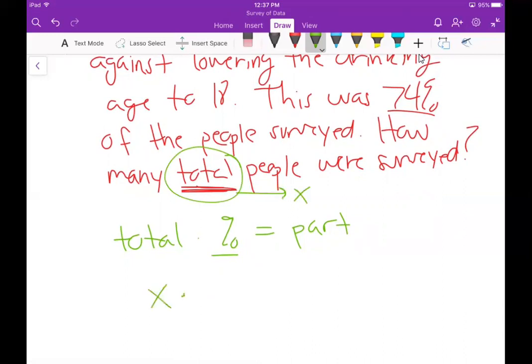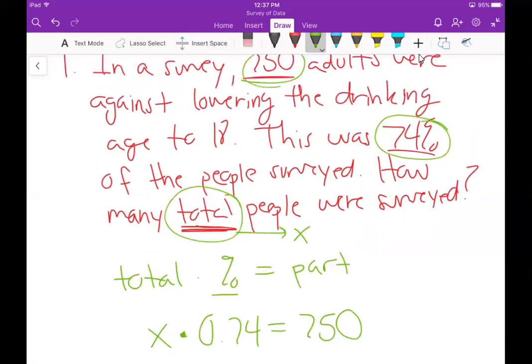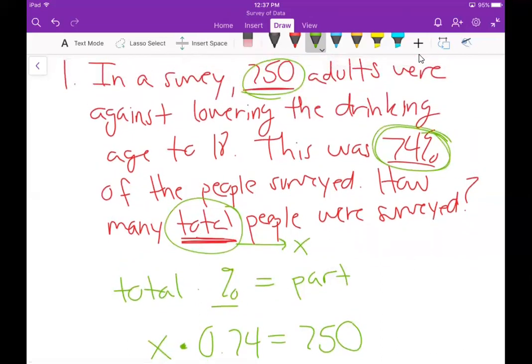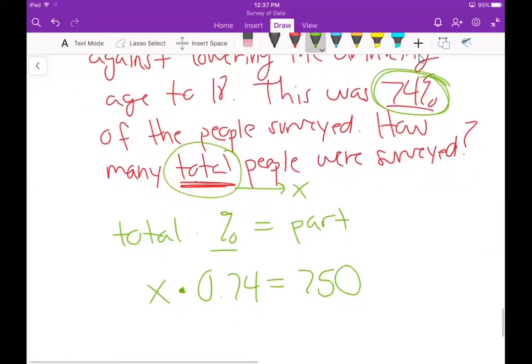So x times the percentage, always use it in decimal form, x times the percentage of 74% is the part, which was 750 adults, right? We knew that 750, this was 74% of the adults. So we have an equation. We have an unknown being multiplied by a number equals another number.